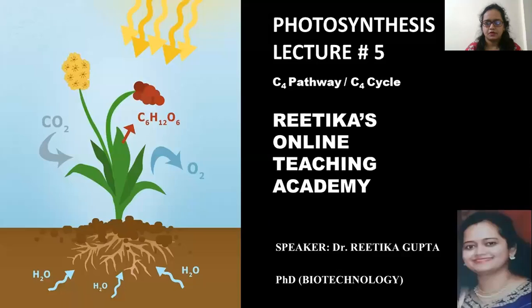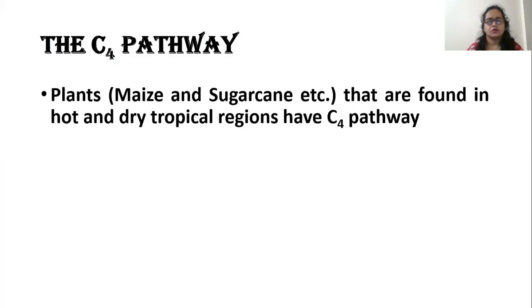Okay, now I'm going to share my screen with you. Today is my fifth lecture and it is on the C4 pathway or C4 cycle. The C4 pathway occurs in plants found in hot and dry tropical regions such as maize, sugarcane, sorghum, etc. They have developed a different kind of mechanism for the fixation of CO2.